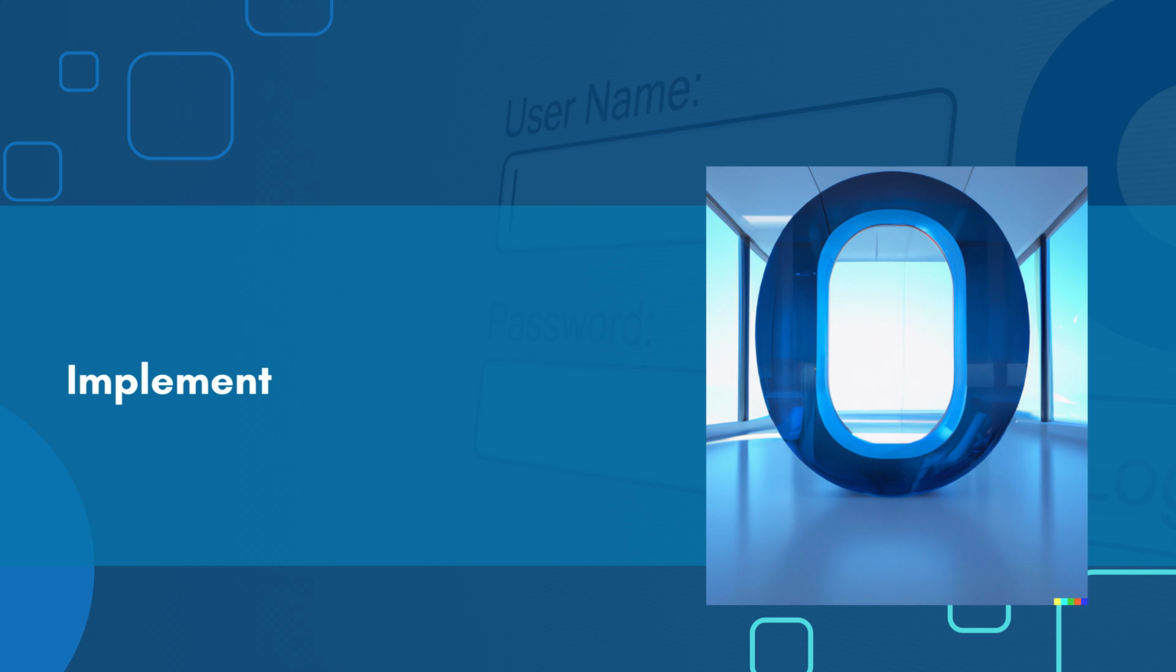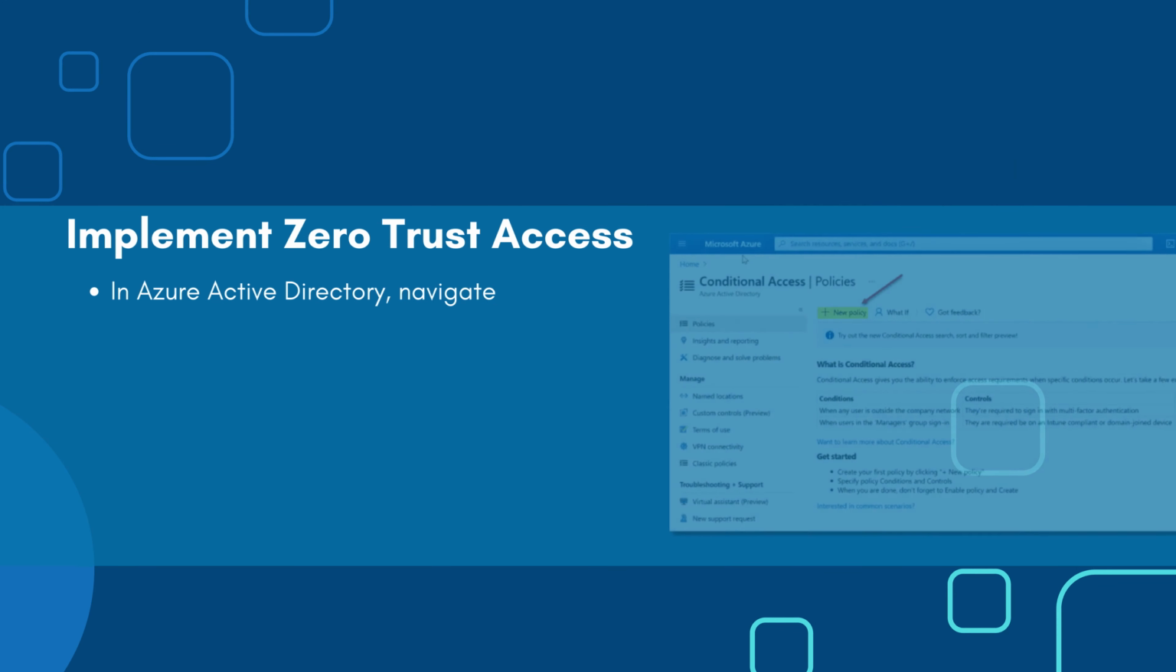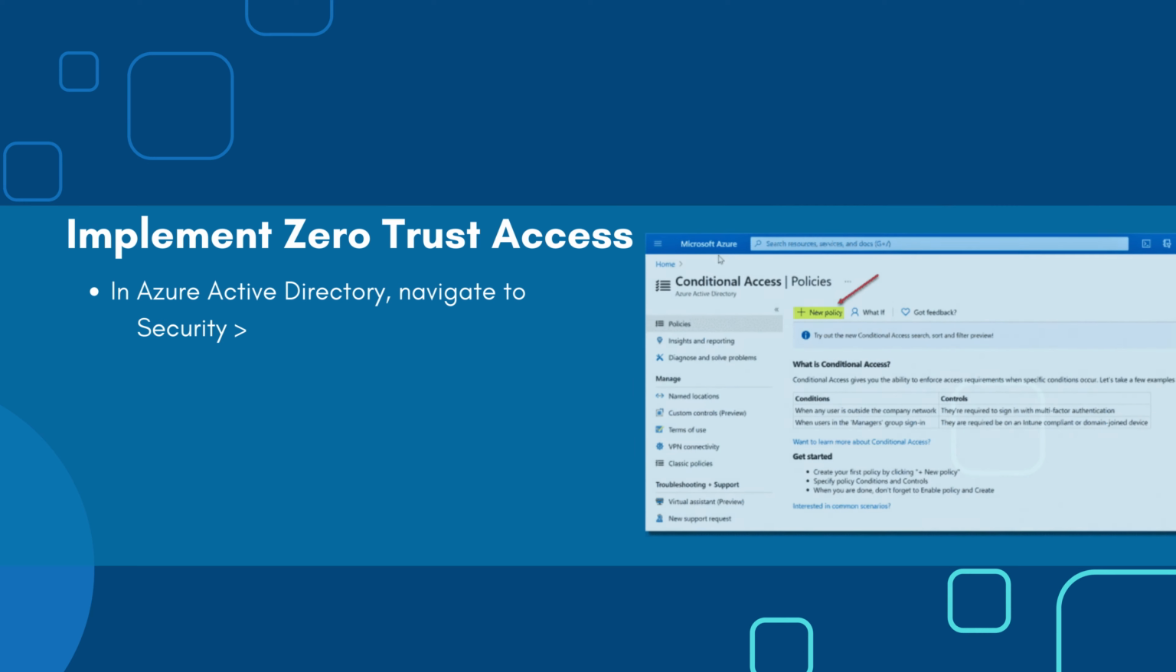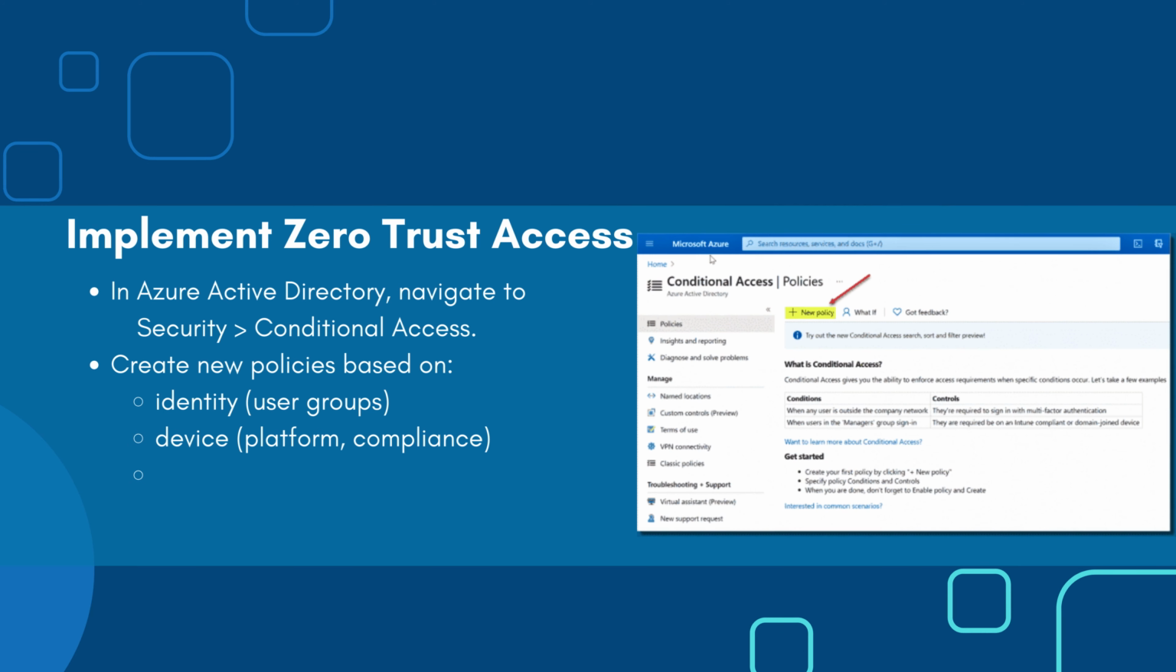Implement Zero Trust Access. This principle ensures only trusted users and devices can access Teams and connected services. Navigate to Security in Azure Active Directory and then click on Conditional Access in the Security menu. Under Conditions, select the conditions under which the policy should be enforced.